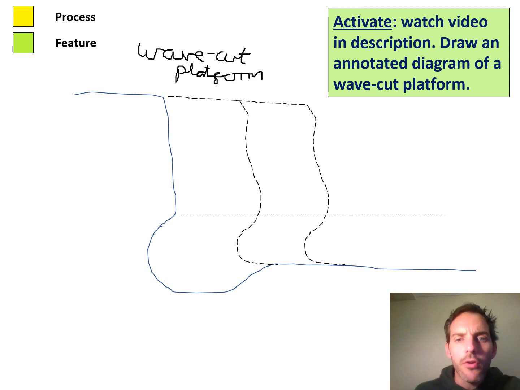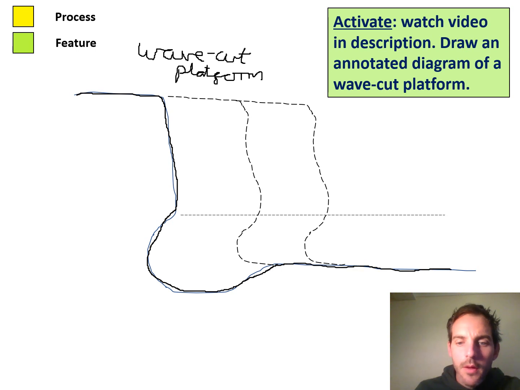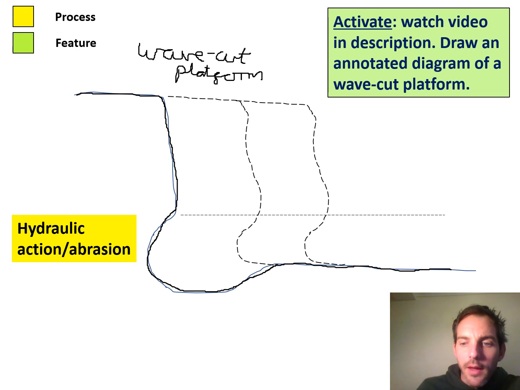Now, if you remember from the animation, it was the base of the cliff that gets attacked by the sea first. So what I'd like you please to draw, first off, is this kind of shape here. Now, the first thing that happens is that the waves, through hydraulic action and abrasion, erode the base of the cliff. They crash down. It's often going to be destructive waves that crash down onto the shoreline. And as a result, we get this strange formation here. So the first process is hydraulic action and abrasion at the base of the cliff.